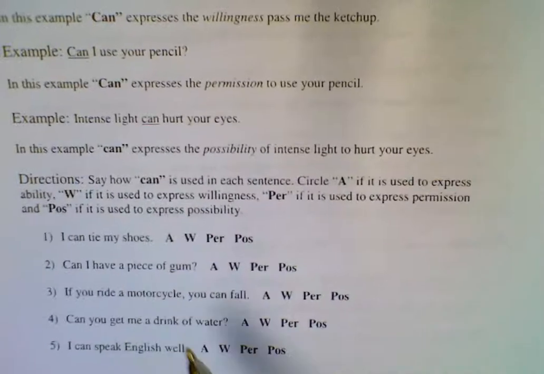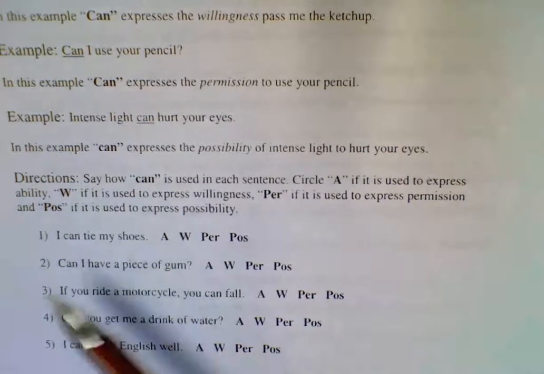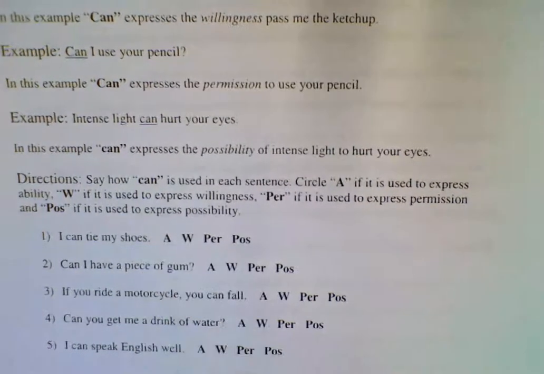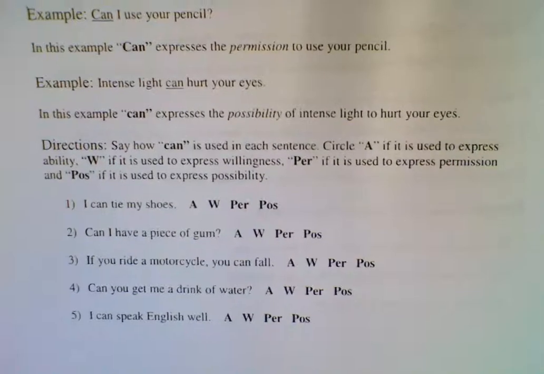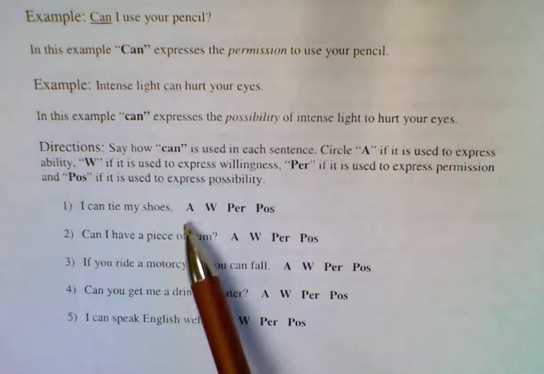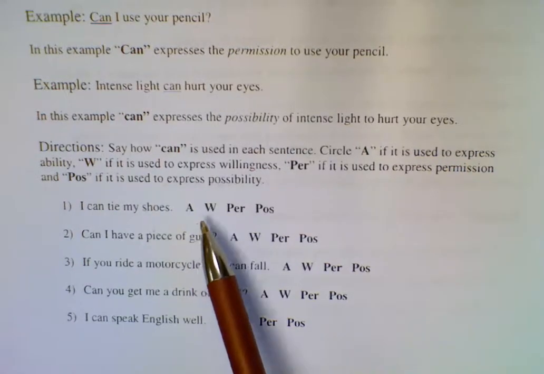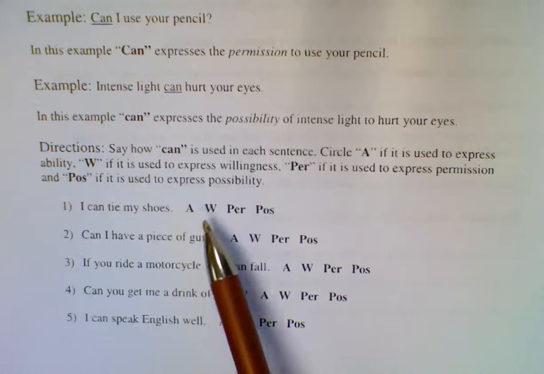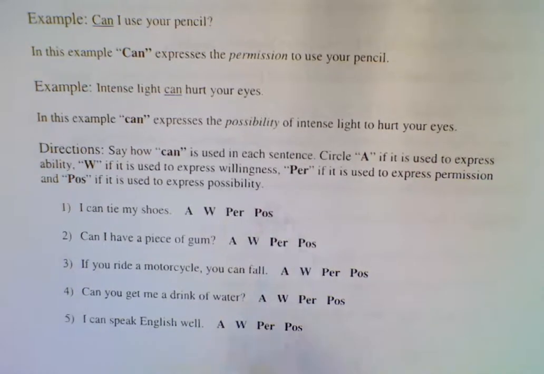Okay, and this is probably one of the harder parts that we've got to in this packet. You have to look here at what function can is performing in each of these sentences. What is this auxiliary verb can doing? What is it functioning as in this sentence? Is it expressing ability? Is it expressing willingness? Is it expressing permission or possibility?